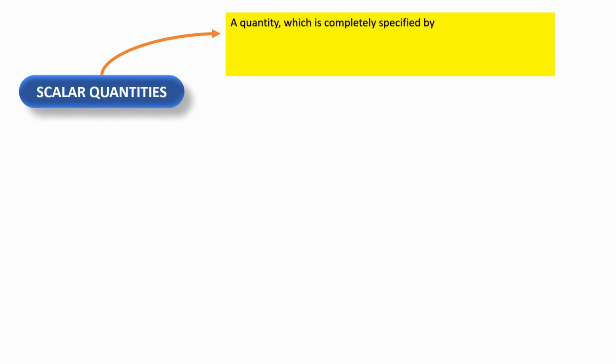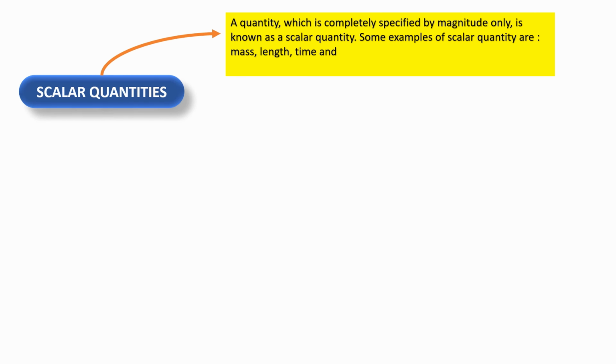A quantity in which it is completely specified by magnitude only is known as a scalar quantity. Some examples of scalar quantities are mass, length, time and temperature: 4 kg mass, 3.2 meters length, 2 seconds, etc.